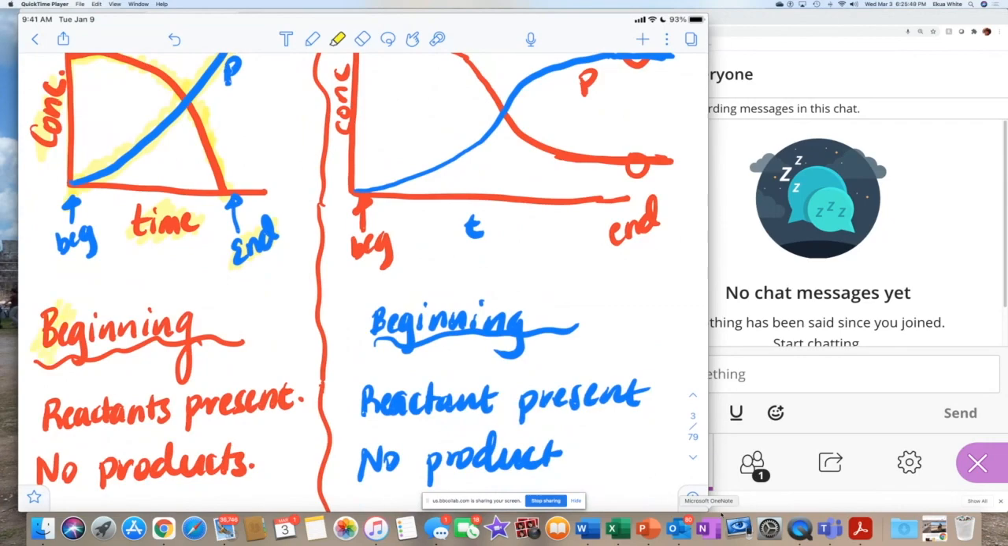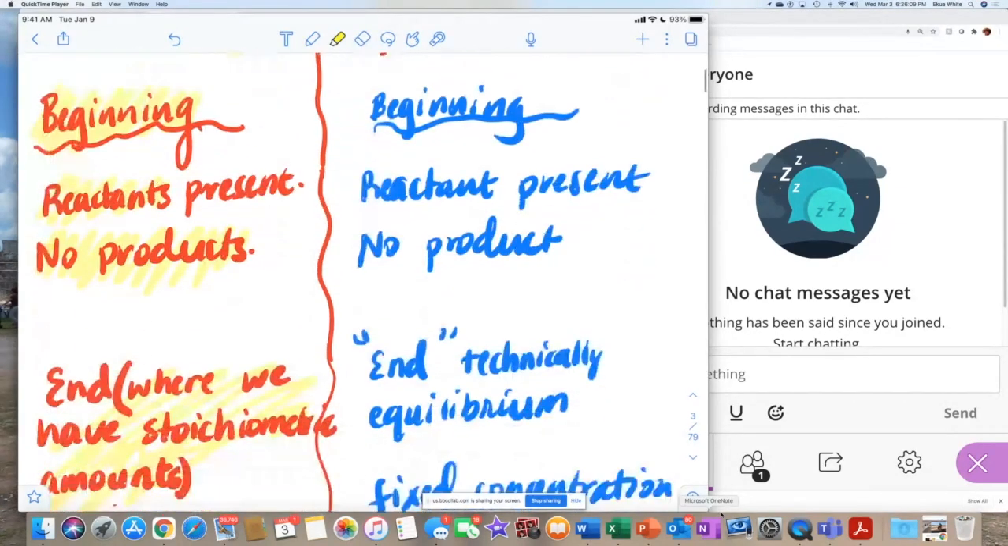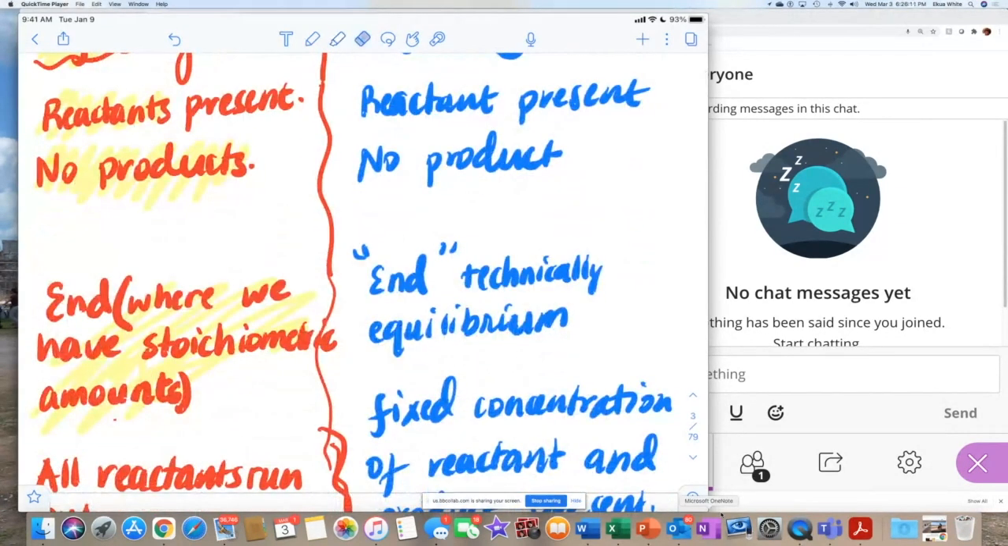In the beginning of a one-way reaction, all you have is reactants present. So all we have here are reactants. This is the beginning. No products have been made. So all you have is the reactants and no products are made. Okay, this is what I was about to share in the beginning.